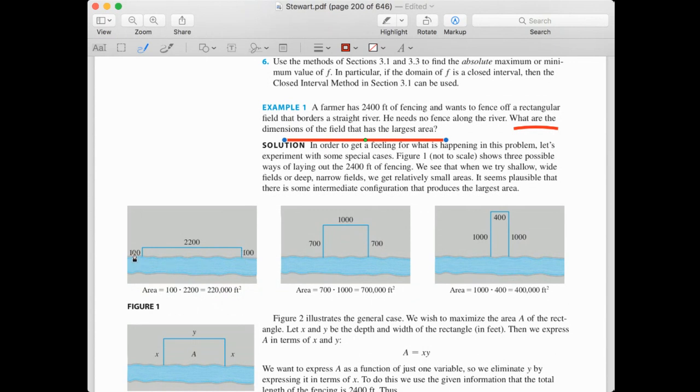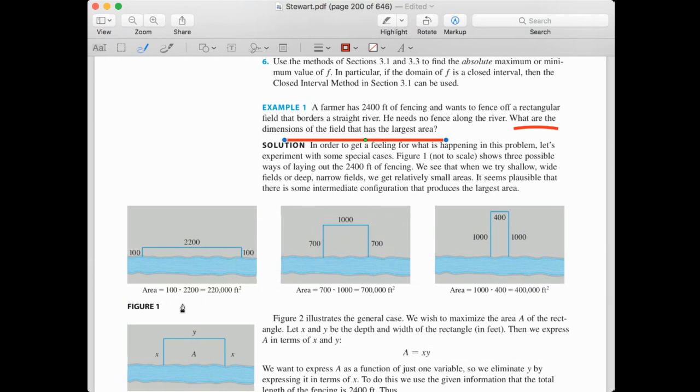One situation could be, the width is 100, 100, the length is 2,200, which adds up to 2,400. Or we could have 700, 700, 1,000, that adds up to 2,400 also. Or 1,000, 1,000 plus 400, right? It adds up to 2,400 also for the perimeter of 3 sides. But which one gives the biggest area? Or maybe there are a lot of situations, right?